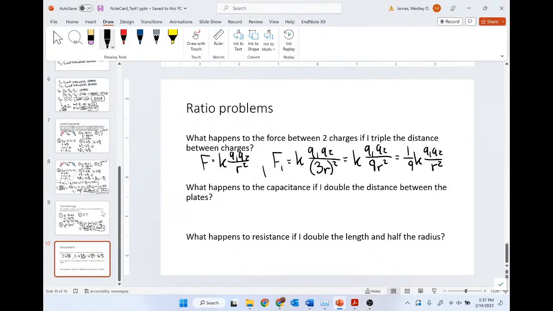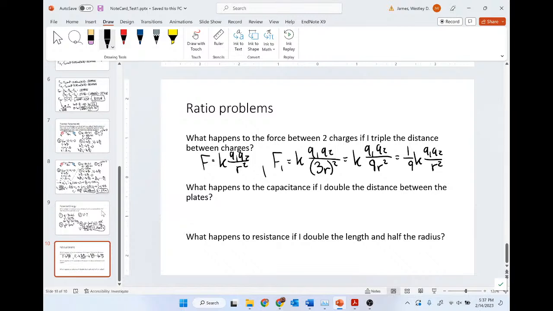Bam. What happened to my force? It's 1/9. Okay. Be careful with distance. If I tell you the charges are changing, that's much simpler. You just chuck it in front, pull it to the front, good deal. The distance is kind of the trickiest version of this I could give because you got to square what happens to it. We've done a few of these. But if your variable is squared, whatever changes to it is also squared. If your variable is squared, whatever happens to it is also squared. That applies to any problem ever.